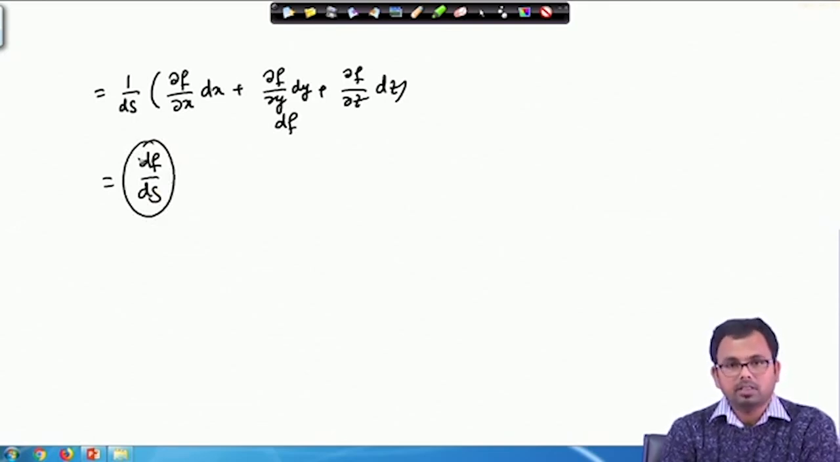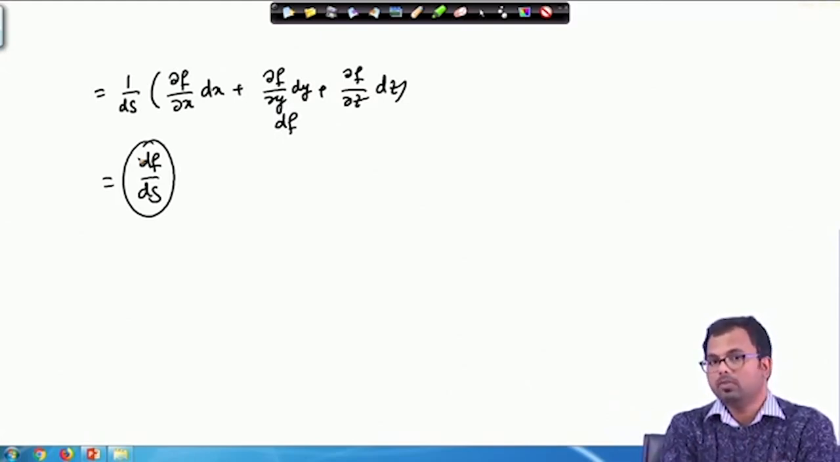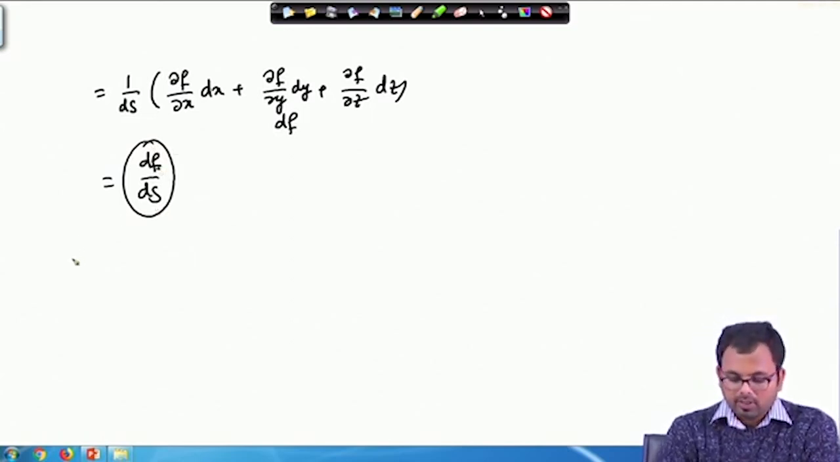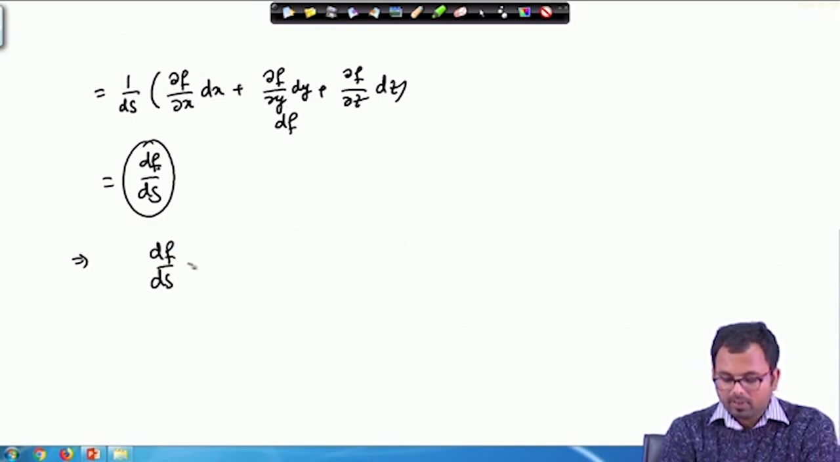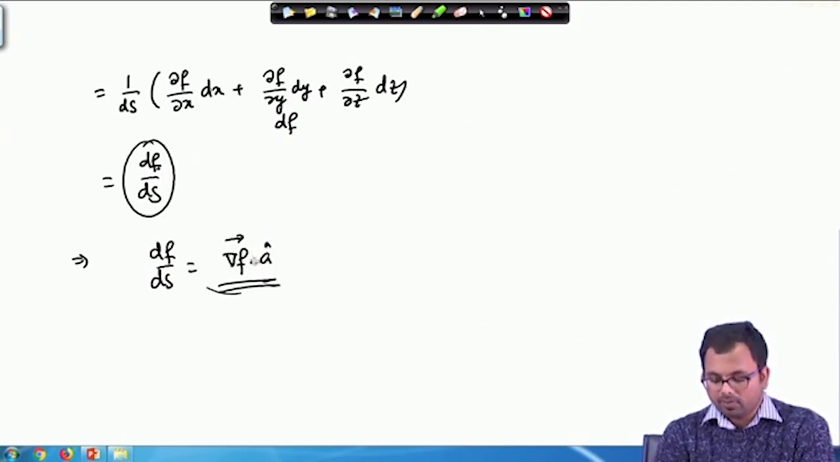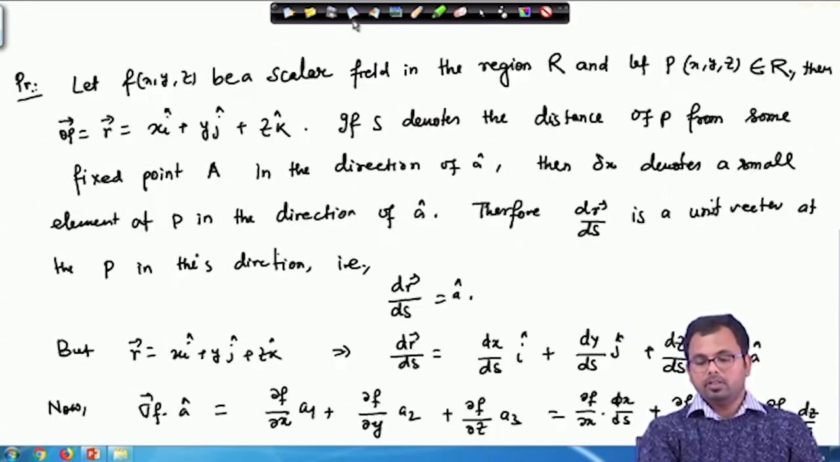Now, we know that df/ds is the directional derivative at the point P in the direction of a. That is what it physically means from the definition of directional derivative. So, this is our directional derivative of the function f at the point P in the direction of a. So, we have df/ds equals gradient of f dotted with a cap, and if we want to calculate the directional derivative, we calculate the gradient of the function f at the point P, this is very important, dotted with the unit vector a. So, this is the required formula to calculate the directional derivative. All right. And this is what we wanted to prove.